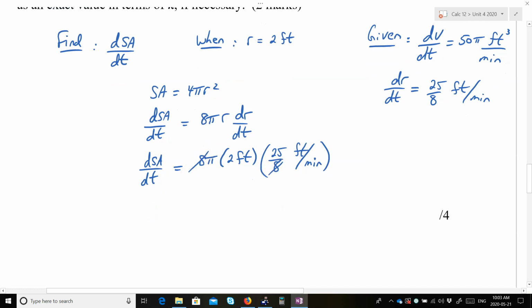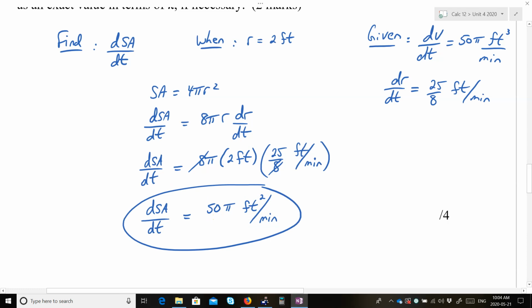Okay, so 8 divided by 8 cancels. We have 2 times 25, which is 50, times pi. So the change in surface area with respect to time is 50 pi feet squared per minute.